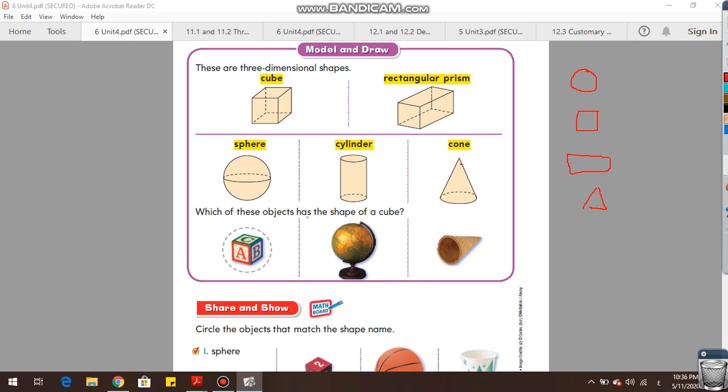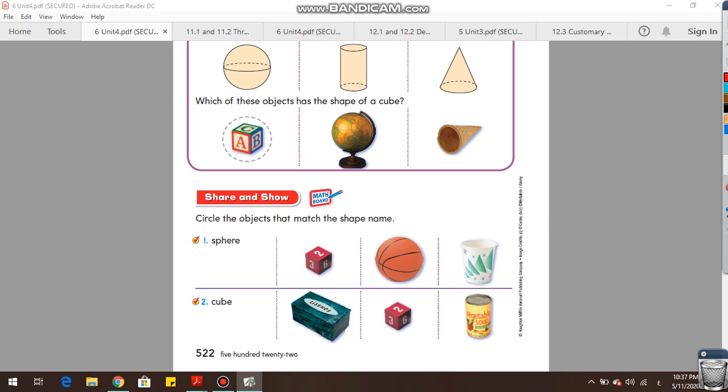Now, which of these objects has the shape of a cube? Cube, guys, which one is the cube? Yes, the first one. Now here he wants me to circle the object that matches the shape name. I want sphere. Sphere, it's like a ball. So where is it? Yes, here it is. Now cube, guys, careful. He's saying cube, not rectangular prism. Cube, here it's a little box. And I'm sure that you know the meaning of cube.